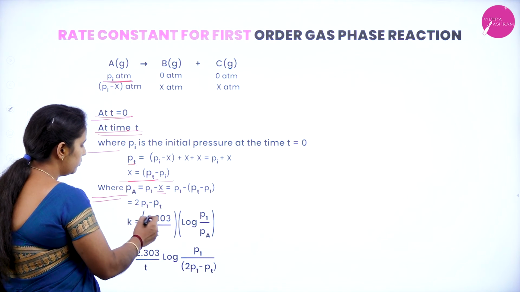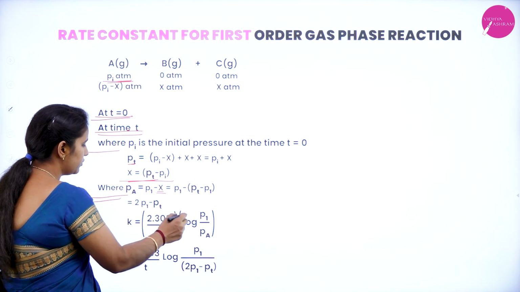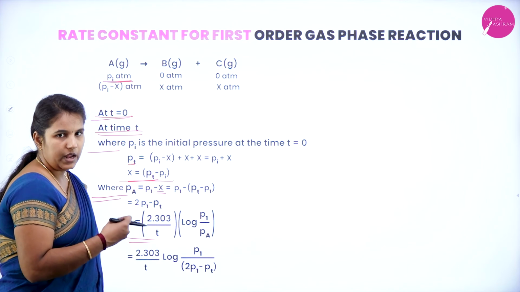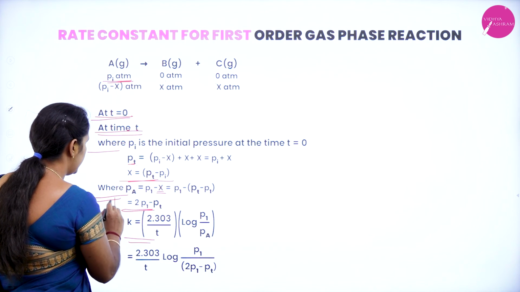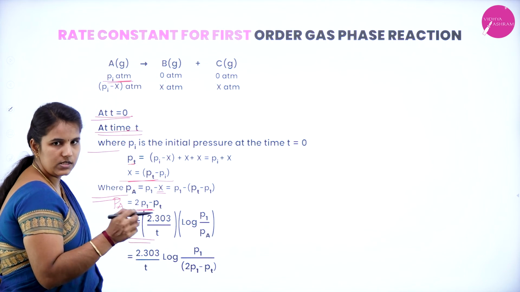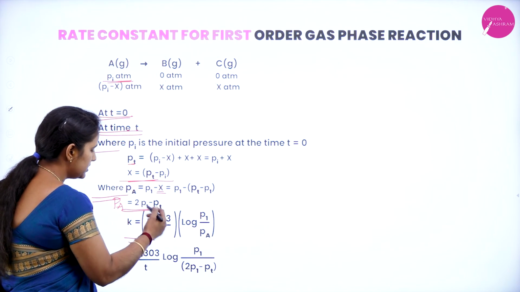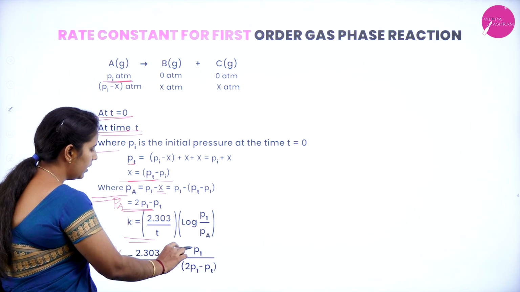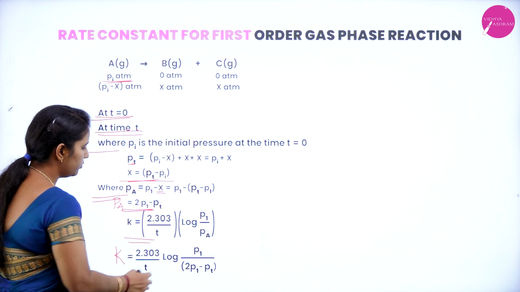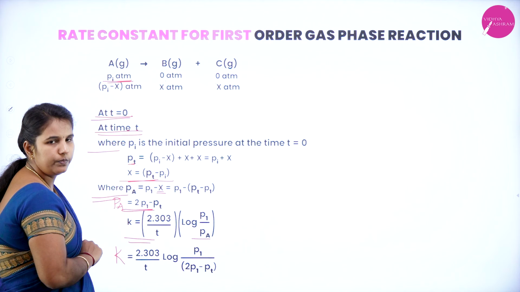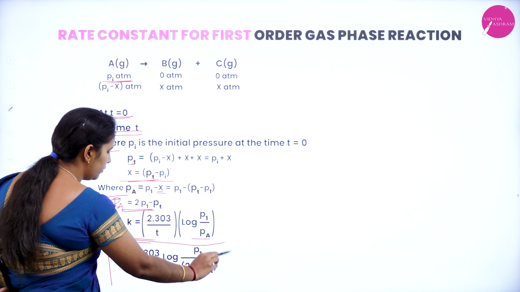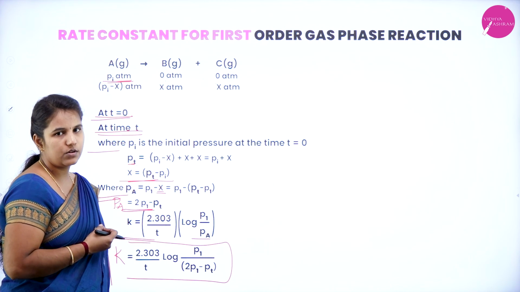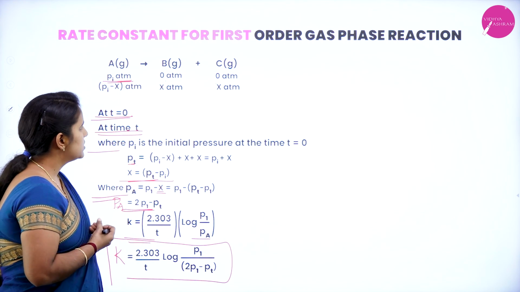Then K is equal to 2.303 divided by t into log of Pi divided by Pa. How does this come? Because we are writing the rate constant for this kind of reaction. Pa is equal to 2Pi minus Pt. So that can be written like this, and totally we can write K as 2.303 divided by t into log of Pi divided by (2Pi minus Pt), because Pa is nothing but 2Pi minus Pt. This is how we can easily obtain the rate equation for the gaseous phase reaction. Hope you all understood.